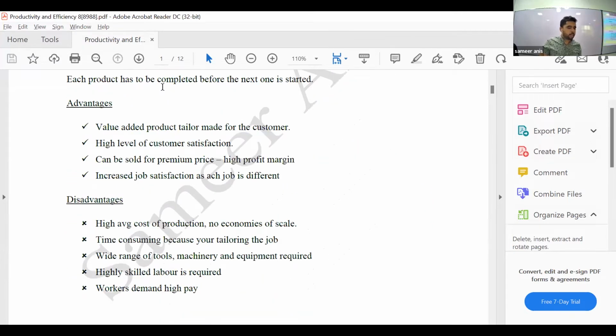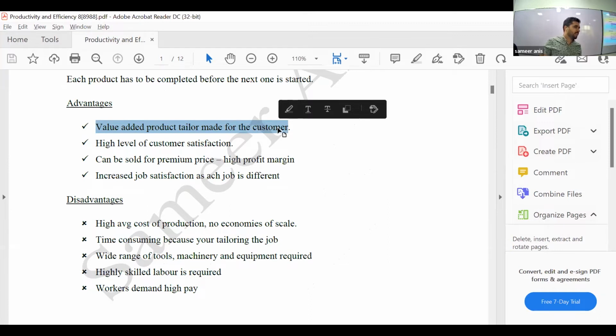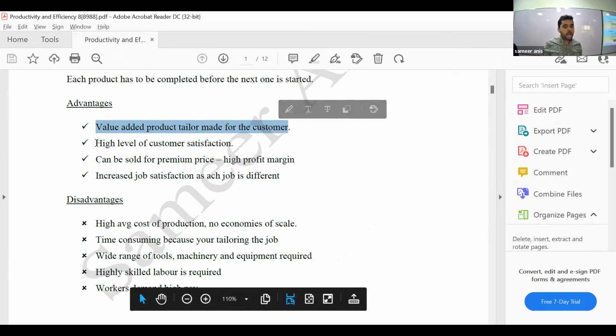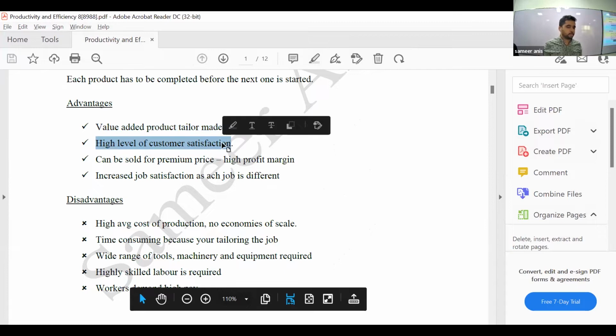So guys, what are the advantages of job production? Value added product tailor made for the customer. Like the satisfaction you will get from a tailor made suit, you can't get that from a ready made suit. A tailor made suit is made for you, perfect. You will feel satisfied. High level of customer satisfaction. So first and second point is connected.